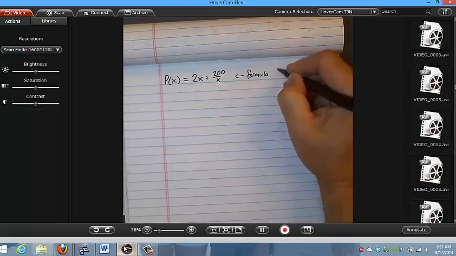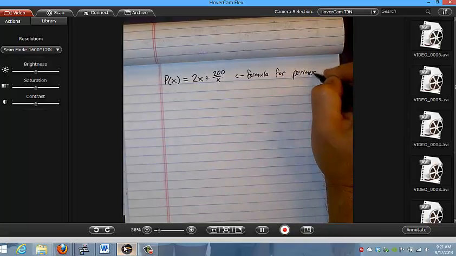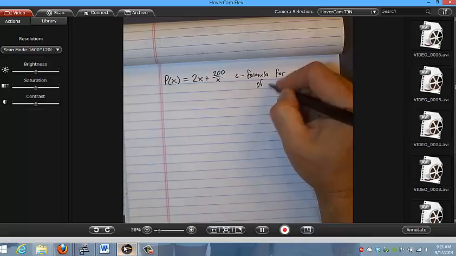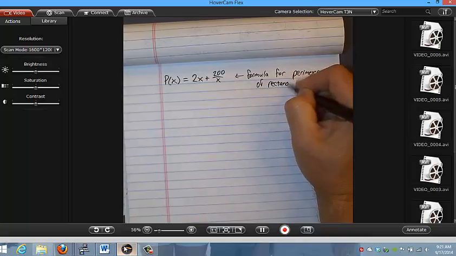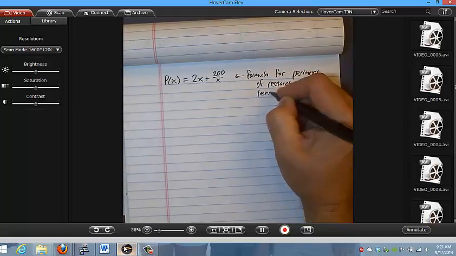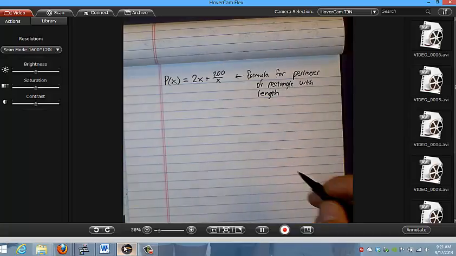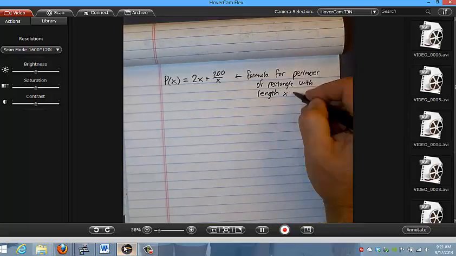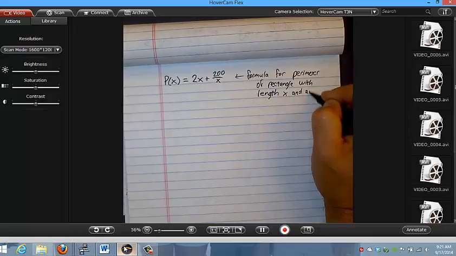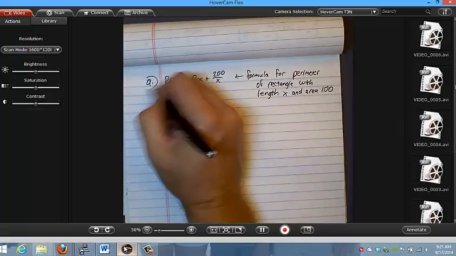Thanks, guys. Perimeter of rectangle with length, what? Am I going too fast? Length what? And area 100. So in part A, that's what we did. We came up with that formula.